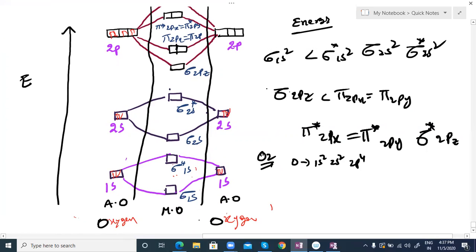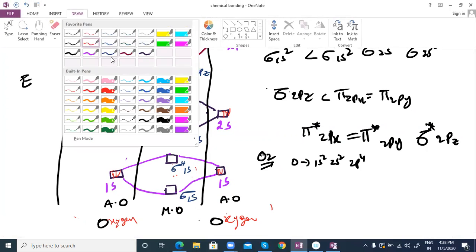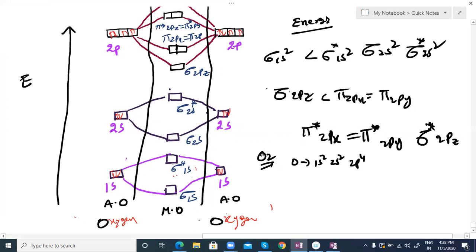Here 4 electrons. You can write it. After that, intermixing they form molecular orbitals. So I need to fill electrons in molecular orbitals. So please check it here.